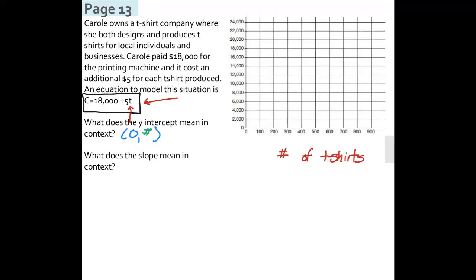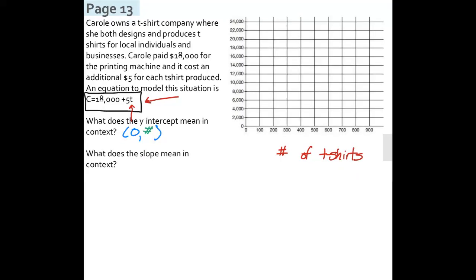If t is equal to 0, what do I have left in this equation? If I substitute 0 in for t, what do I have? 18,000 is what I have. That is your y-intercept. And so what does that represent? That is the cost of the printing machine. Because t is 0. You don't have any shirts. There is no order yet.